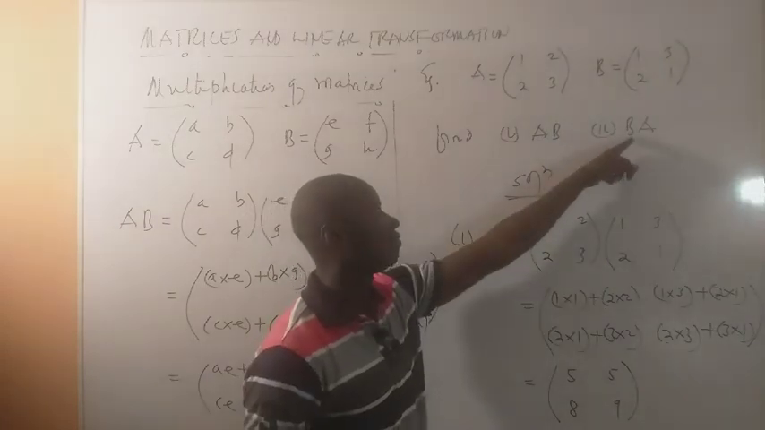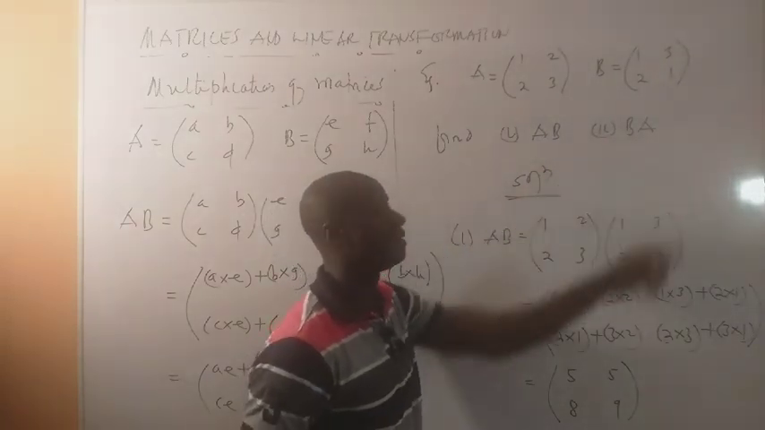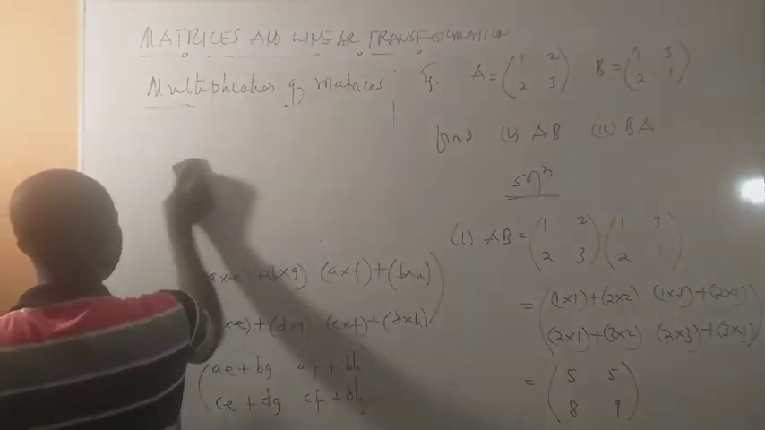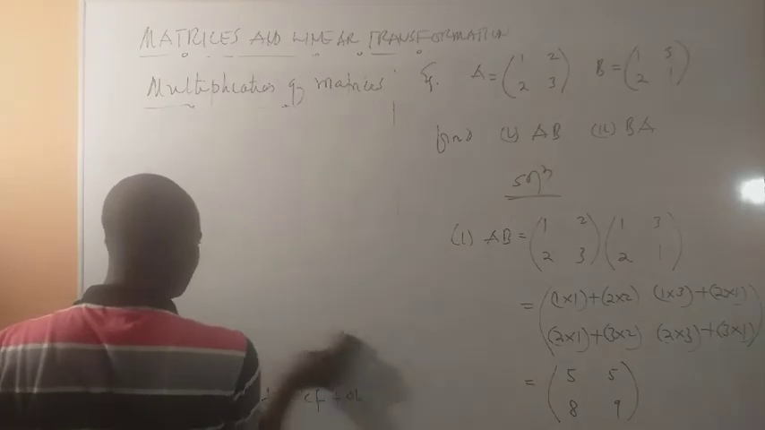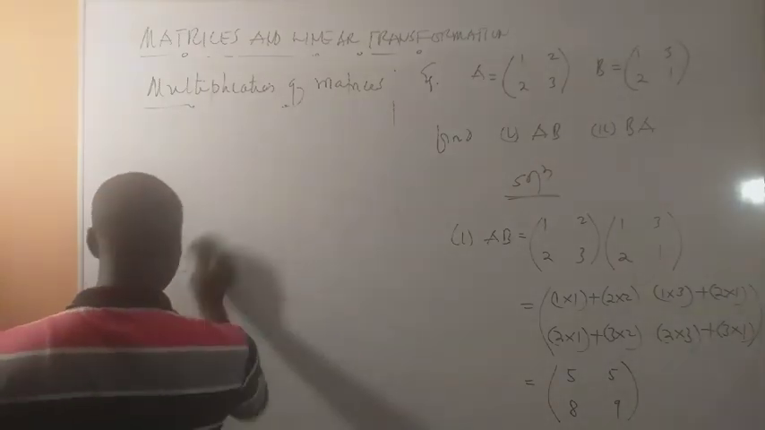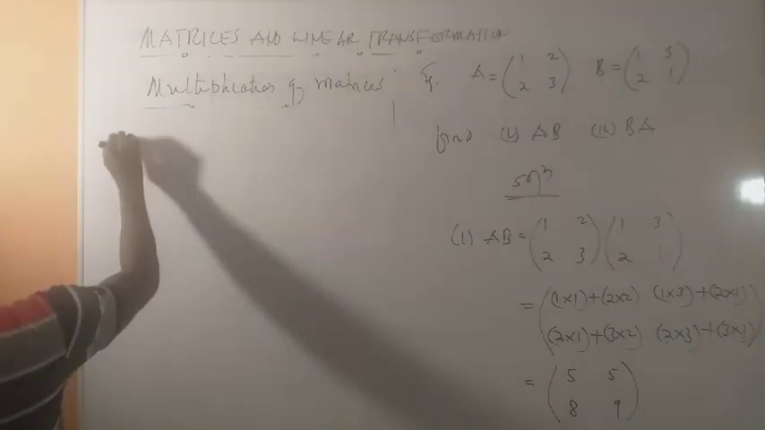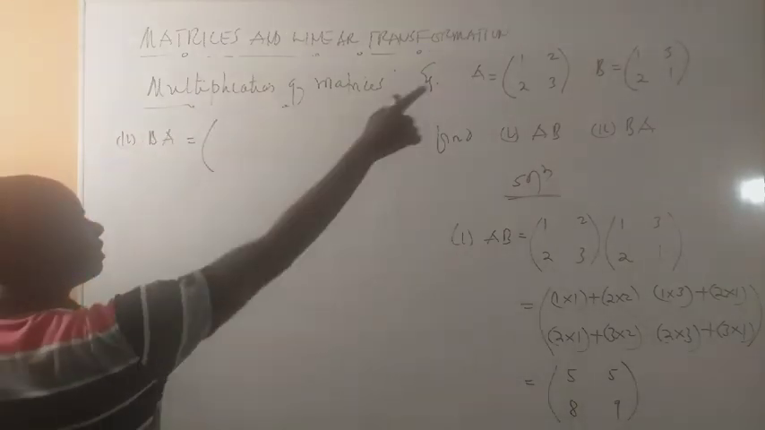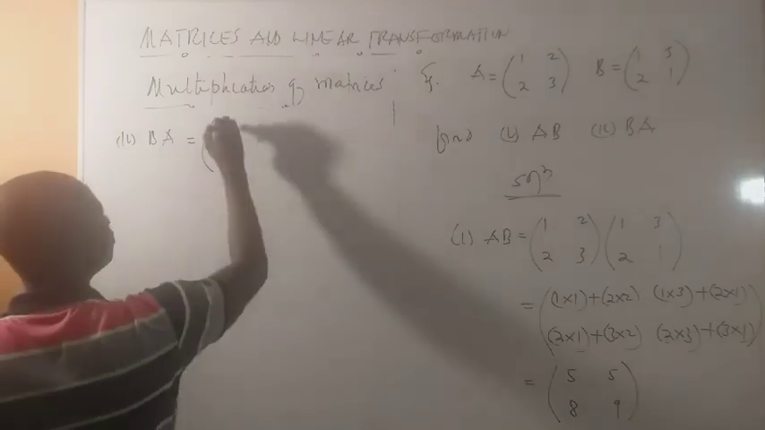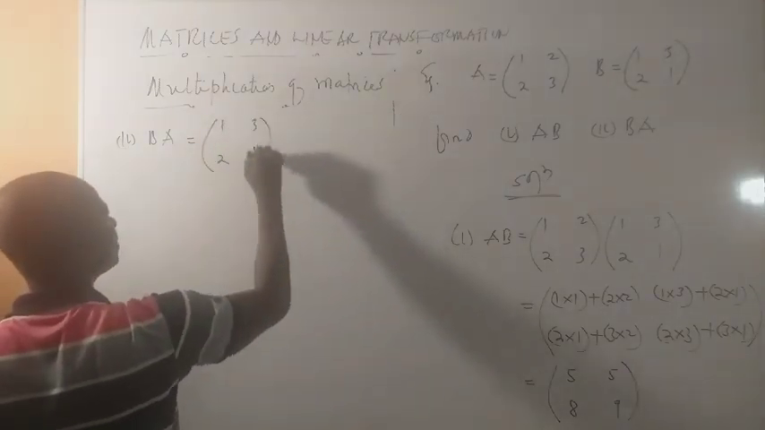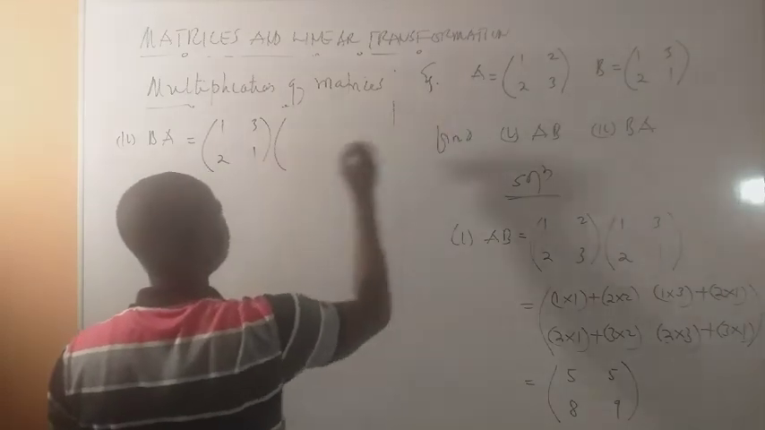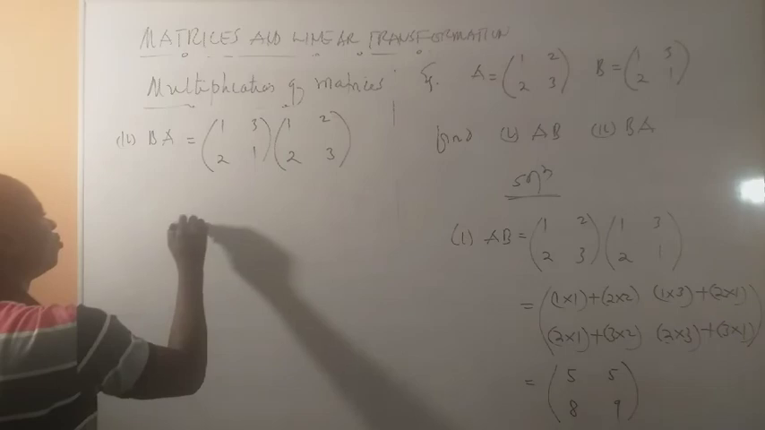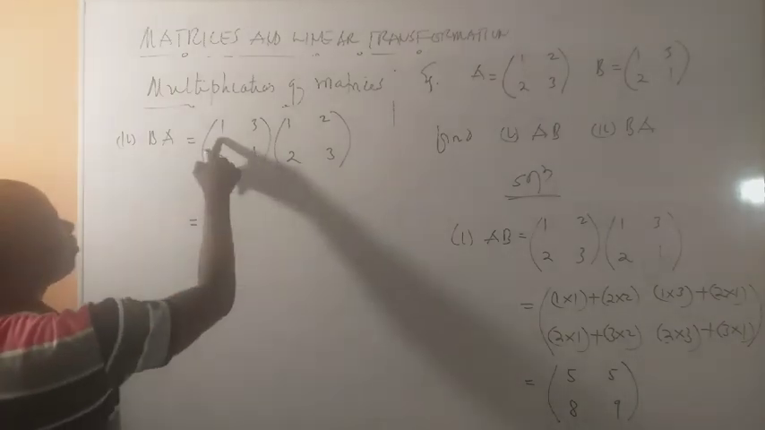Now we are going to look at how to multiply B by A. We are now going to multiply the matrix B by the matrix A. Then when we are done, we will compare whether they are the same or not. Now, we are given BA. Don't forget that the matrix B is 1, 3, 2, 1, and the matrix A is 1, 2, 2, 3.